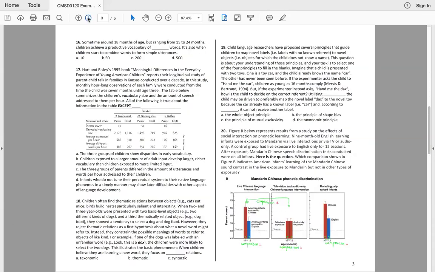Let's move on to the next page. 16, sometimes around 18 months of age, but ranging from 15 to 24 months. So 18 months is average, and the range reflects individual variations, individual differences.